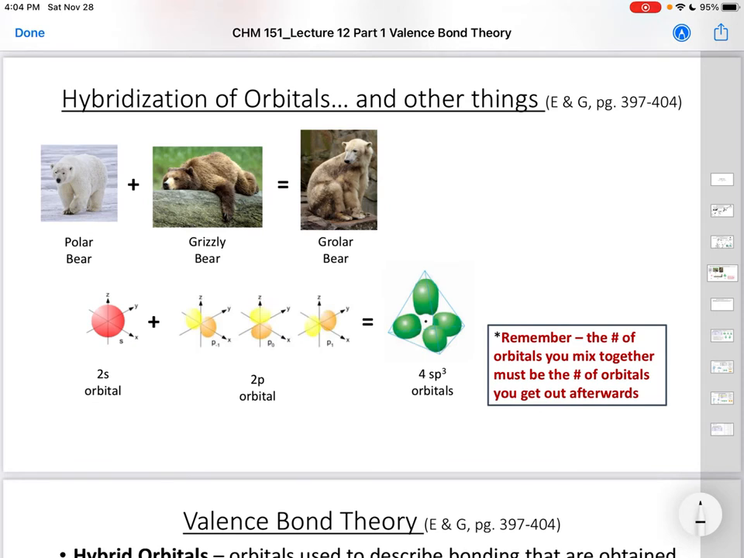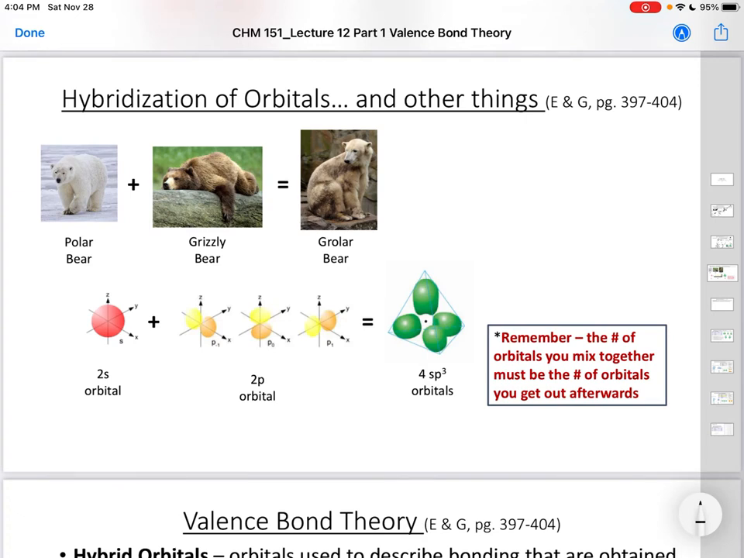In the same way, if you have a round s orbital, and then you have a lot of these dumbbell looking, like with the 2 lobes, p orbitals, you're going to get orbitals that look stretched and elongated, but still round, right? So that it has some characteristics of the s orbital and some characteristics of the p orbital, okay?